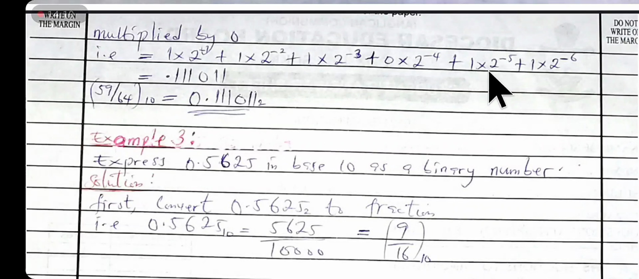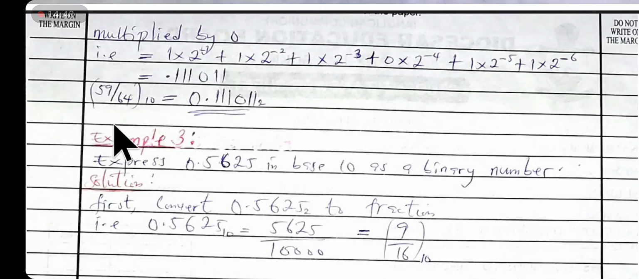So therefore, 1 times 2 raised to power minus 5 plus 1 times 2 raised to power minus 6. So the answer is going to be, since this is starting with minus 1, 1 times 2 raised to power minus 1, so we have the dot. This one is our answer. The next one is our answer. This one is our answer. The next one is 0, which is our answer. The next one is 1, which is this one, which is our answer. The last one is 1, which is this one, which is our answer.